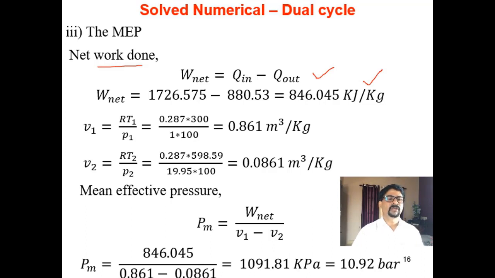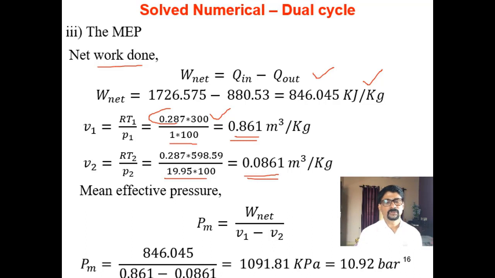Now you have to find out V1 and V2. V1 is nothing but RT1 by P1. So here R has to be in kilojoules and P1 has to be in kilopascal. So T1 is 300, so you will get it as 0.861 meter cube per kg. Here V2 is equal to RT2 by P2. So accordingly you substitute for R, T2 and P2, so you will get 0.0861 meter cube per kg.